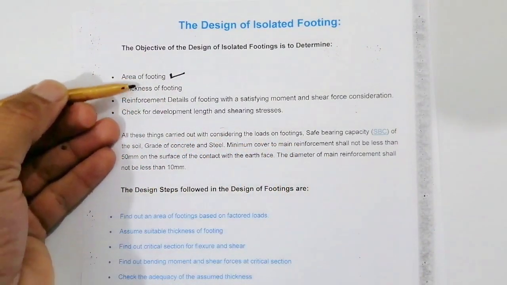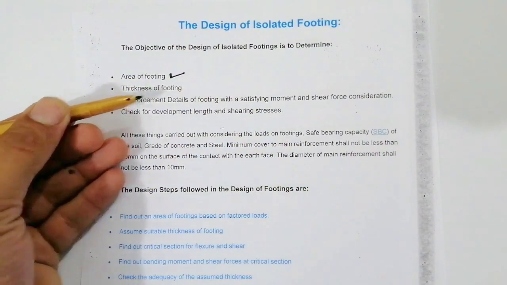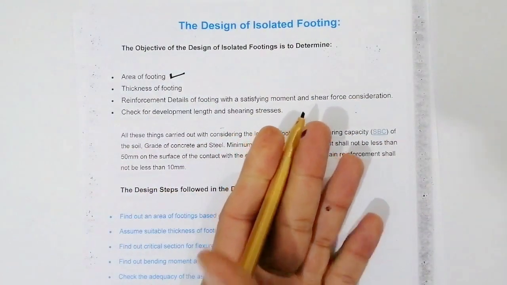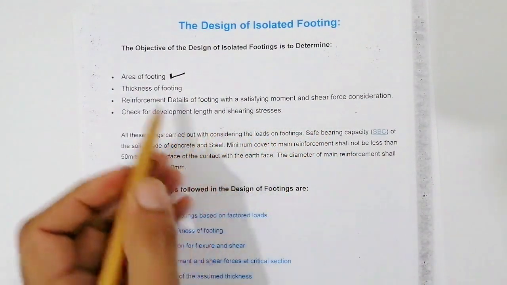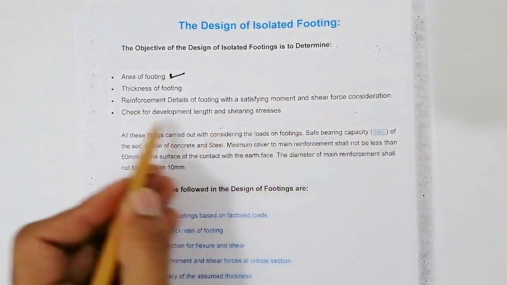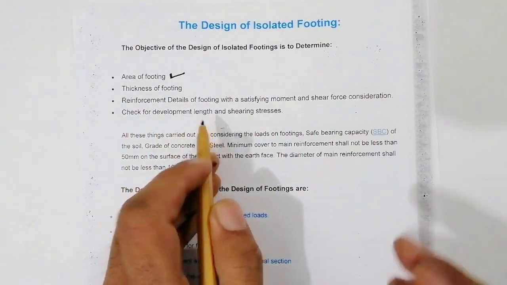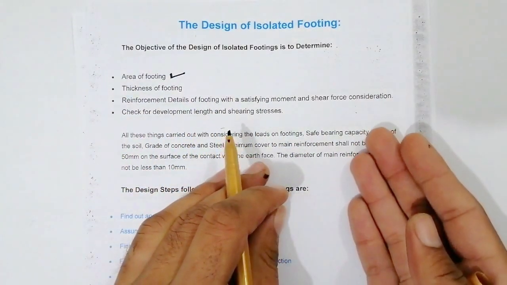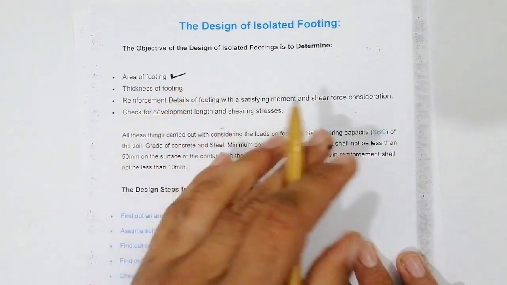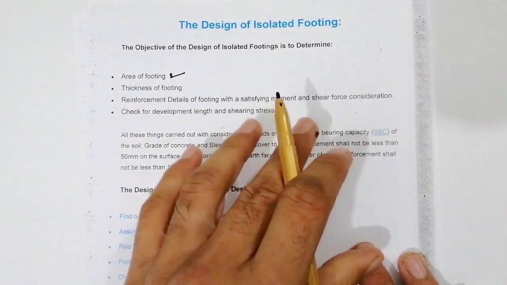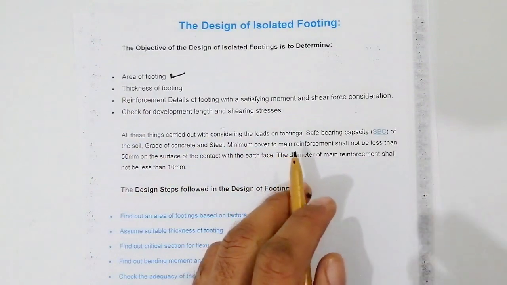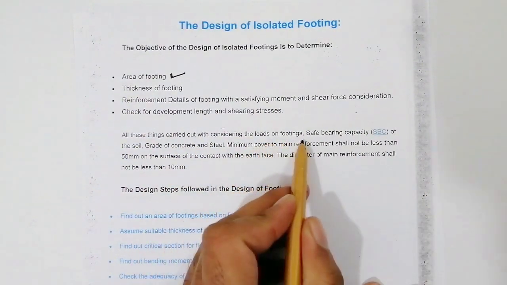All these things depend on the load on the footing, which load comes on the footing, and that depends on the structure load. So first of all, we should find the area of footing, thickness of footing, reinforcement details, moments and shear force, and also check the development length with the help of load, because we find the different area of footing from the reference of load. What should be the acting load on the footing? All these things depend on the load on footing.